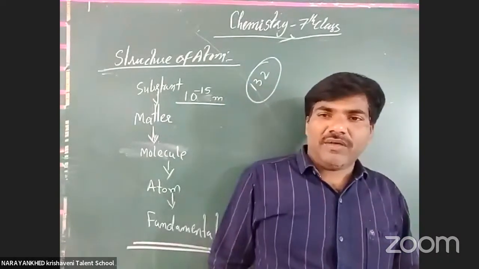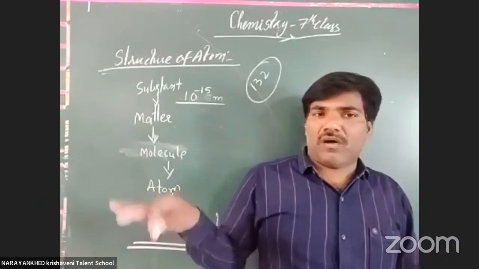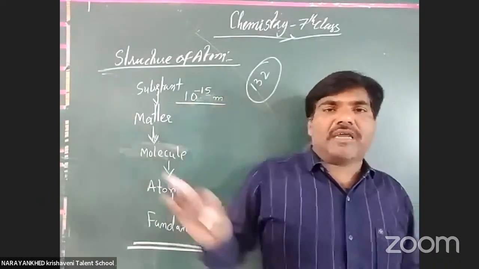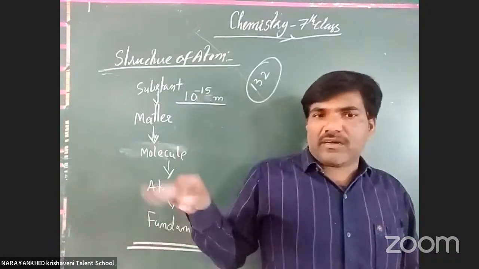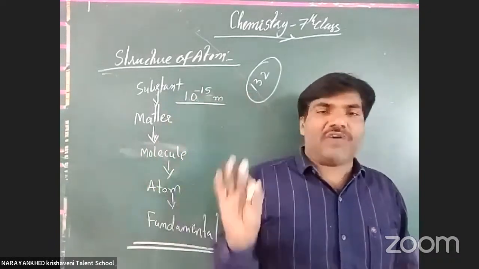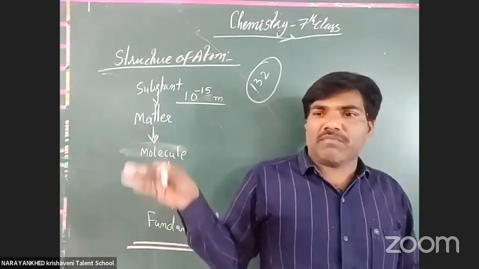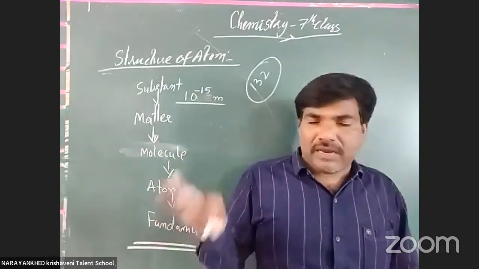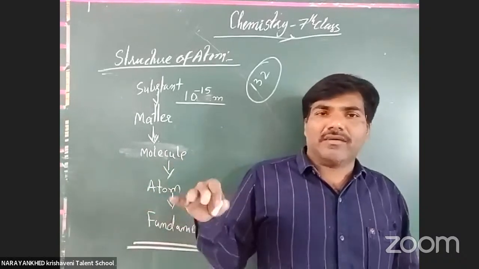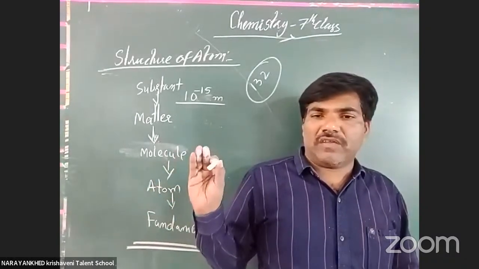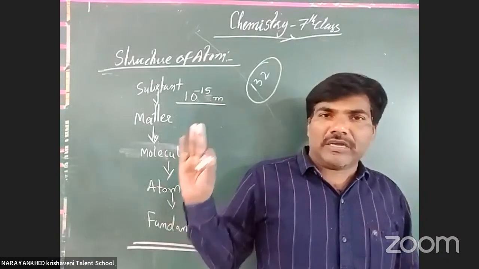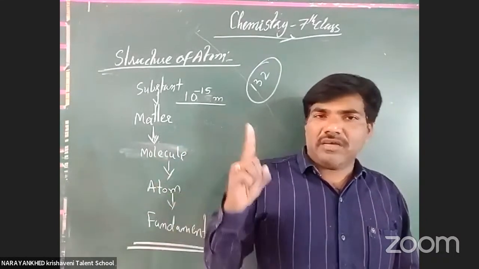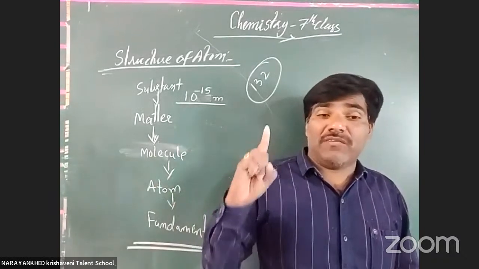All the particles are not involved in all reactions. Some are used for the construction of the atom, some for maintaining the stability of the atom, and some for the chemical reactions of the atom. Totally how many particles are there? 132 particles are there in an atom. Those 132 particles become one atom.